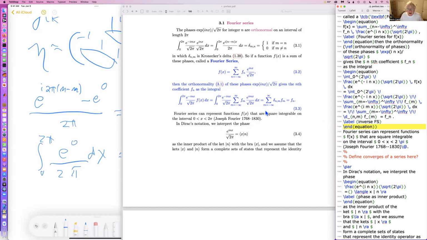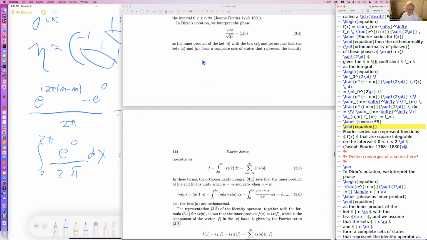Anyhow, so what you do is you write the function this way, and then you use the orthonormality to identify the coefficients. In particular, if you integrate the function from 0 to 2 pi multiplied by e to the minus inx over root 2 pi, and then apply this orthonormality relation, what you get is f sub n. And so this is our formula for f sub n. It's this integral. And then the Fourier series is the sum of these.